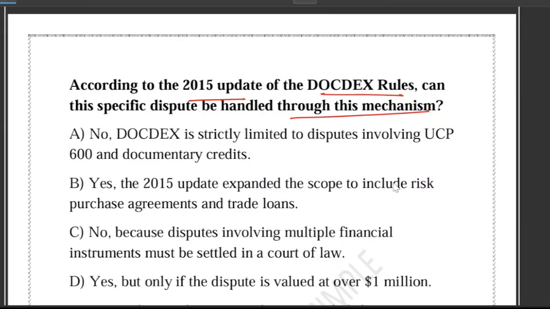Option A says no, DOCDEX is strictly limited to disputes involving UCP 600 and documentary credit. Option B says yes, the 2015 update expanded the scope to include risk purchase agreement and trade loan. C says no, because a dispute involving multiple financial instruments must be settled in a court of law. And D says yes, but only if the dispute is valued at over $1 million. Now, very good question it is. So let's break it down very simply.